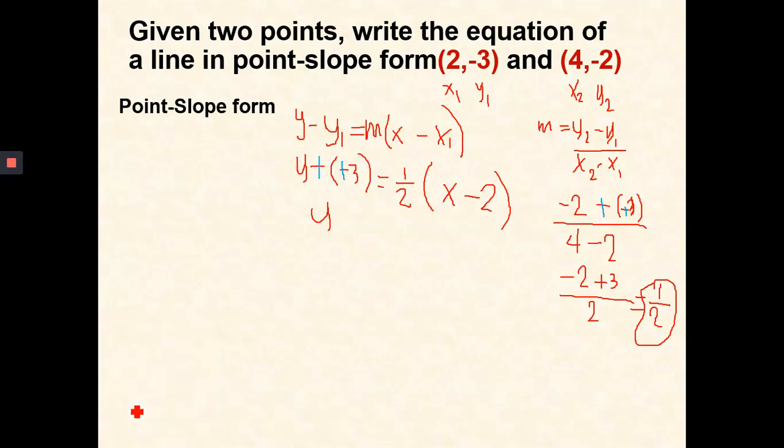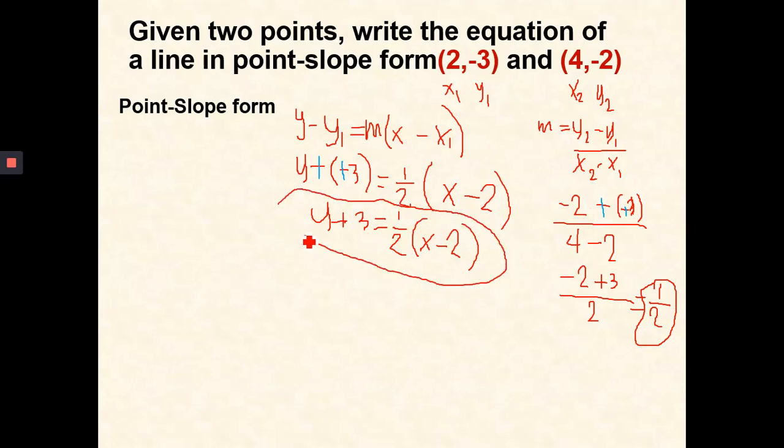So you now have positive 3 is equal to 1/2 multiplied by the quantity x minus 2. Okay? So y plus 3 equals 1/2 multiplied by the quantity x minus 2 is now the equation in point-slope form. Again, as I have told you, if you are required to give your answer in point-slope form, that is now the final answer.